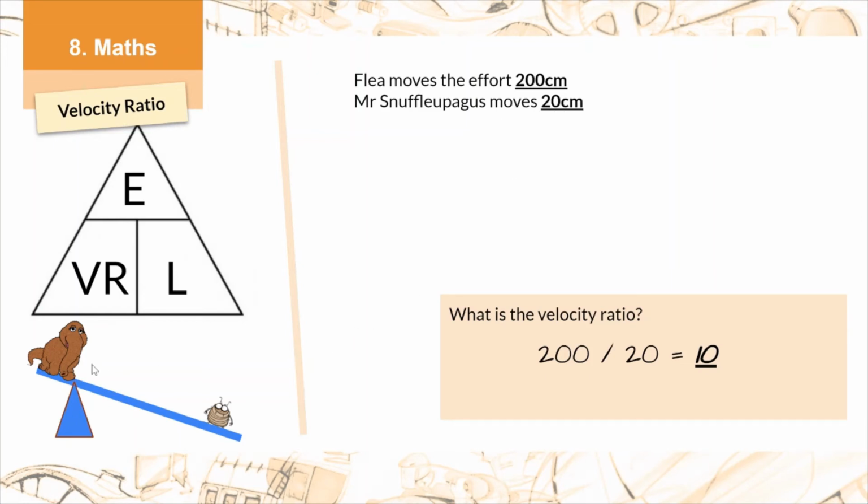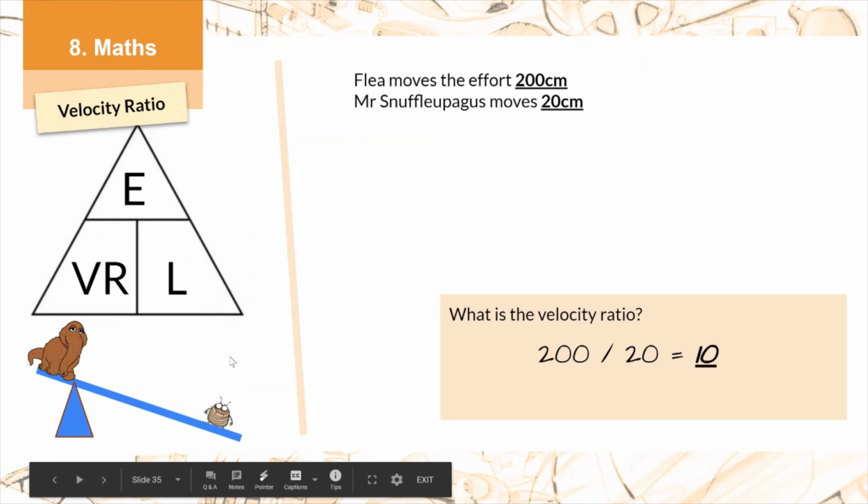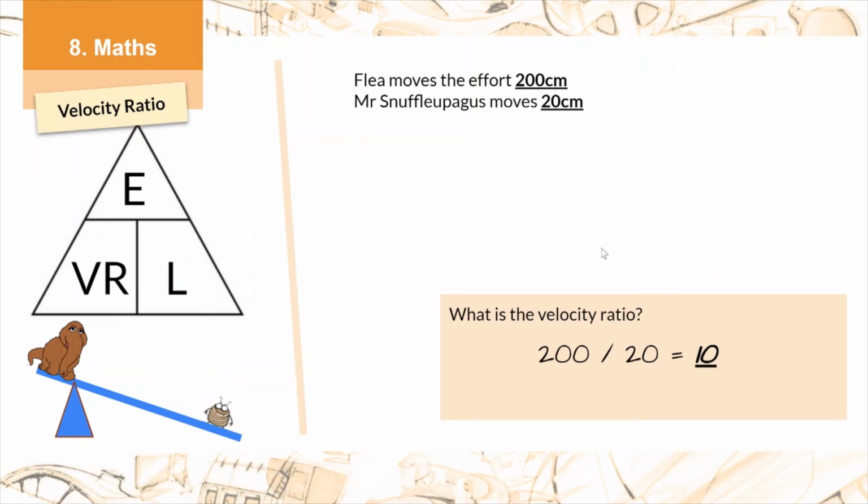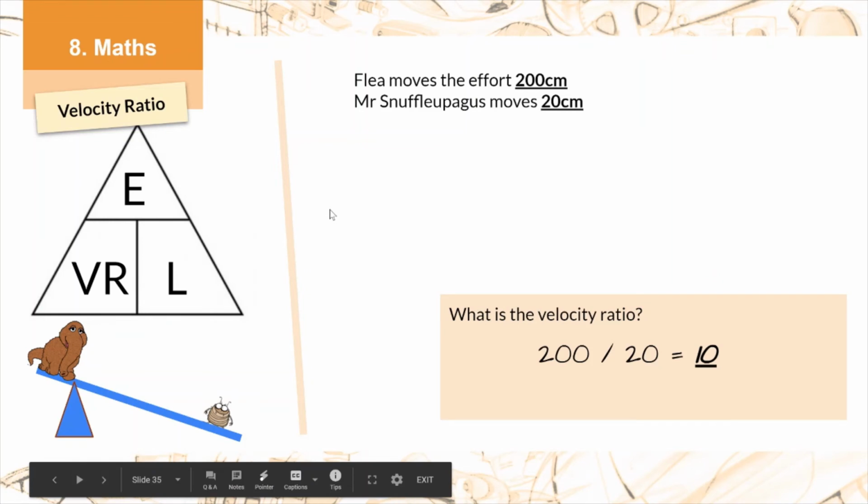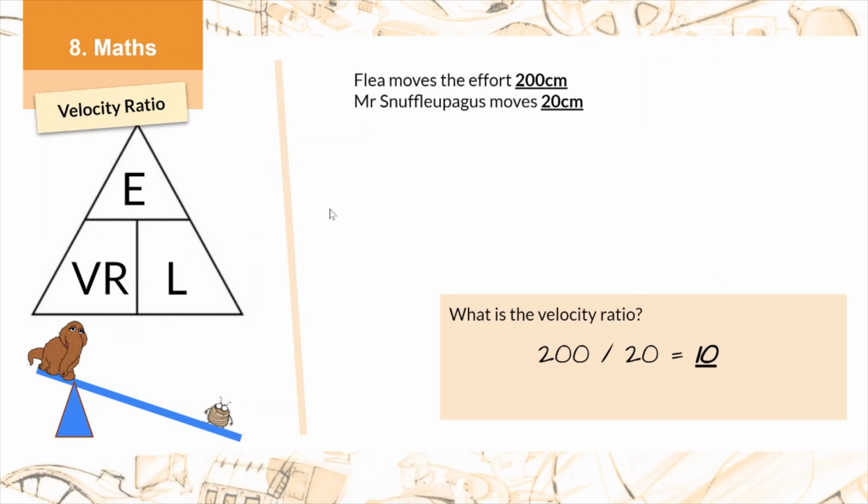So what would the velocity ratio be? What's the ratio between how much this moves to how much this moves? Well, effort over load. So effort is 200. Load is the L of Mr. Snuffleupagus, which is 20. So 200 over 20. You can work that out with your calculator in an exam. It is 10. So the velocity ratio here is 10. This flea will move 10 times more than Mr. Snuffleupagus, and Mr. Snuffleupagus will move 10 times less than the flea.